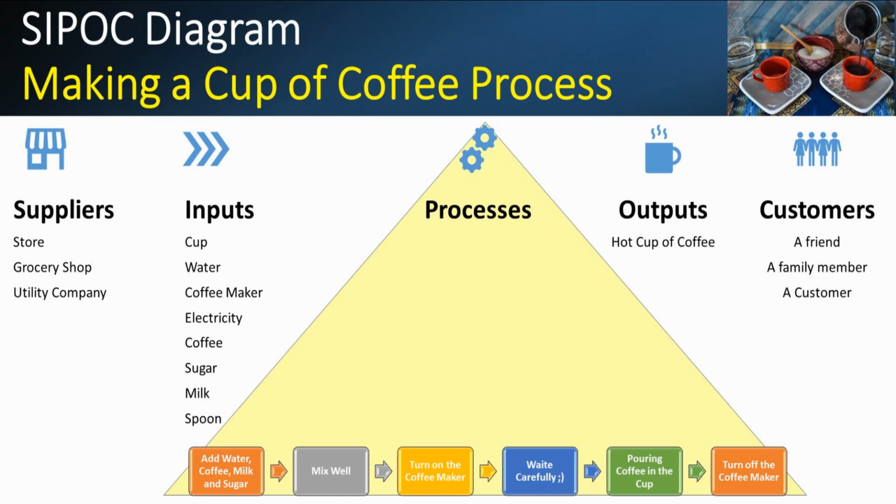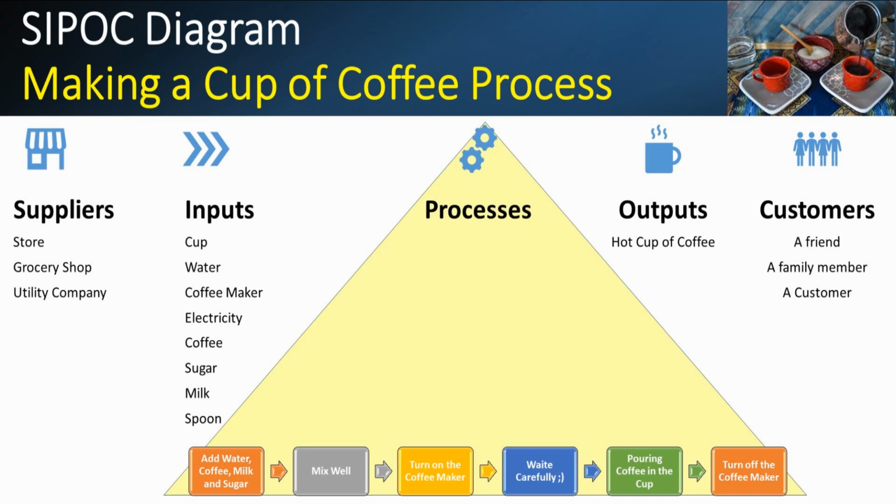Finally, pour coffee into the cup, and turn off the coffee maker. Outputs or the process outcomes are a hot and nice cup of coffee. Customers who receive and enjoy the outcomes might be a friend, a family member, or a customer. Now let's discuss how we can use the SIPOC diagram to improve making a cup of coffee process and the lessons we can learn from it.